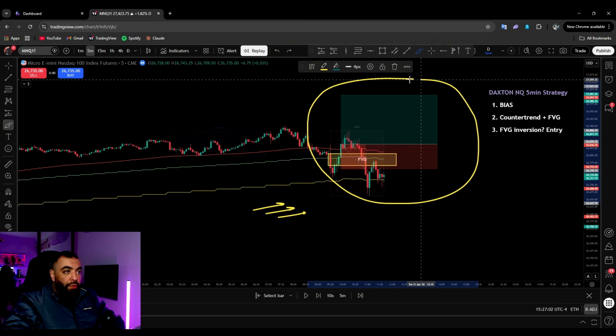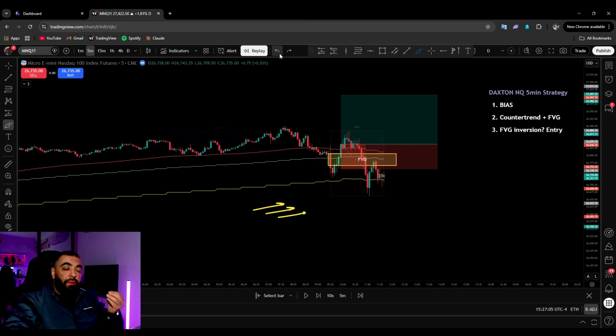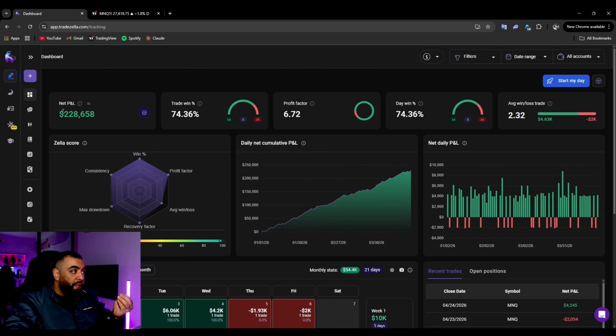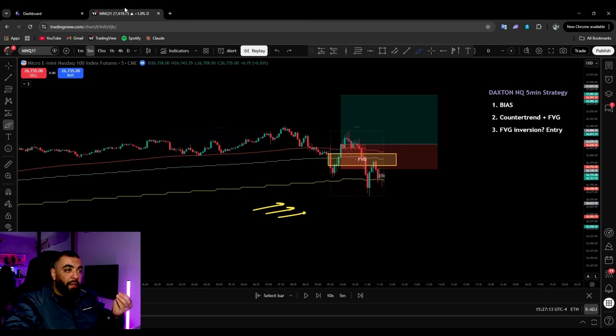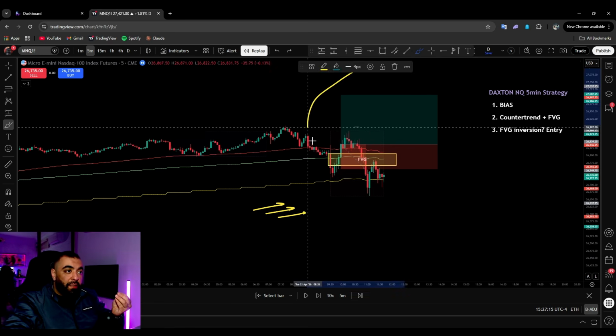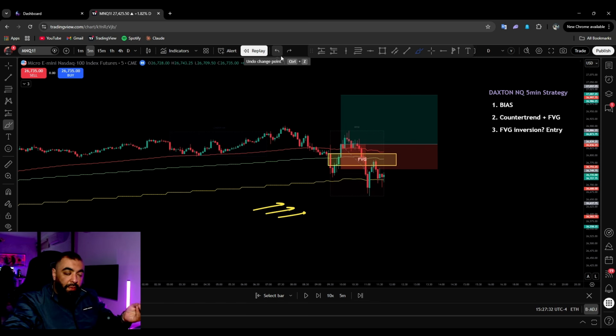I deliberately showed you this loss because I want you to know that this is not the holy grail. This strategy brought me 228k in the last 4 months. This is a textbook setup, but you will have losses from time to time.